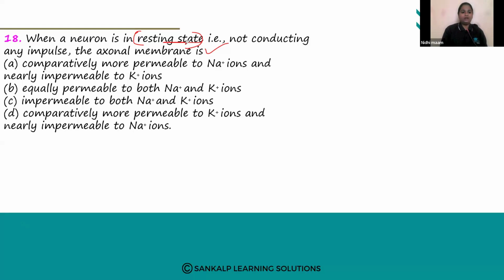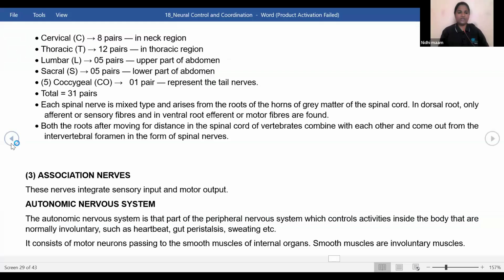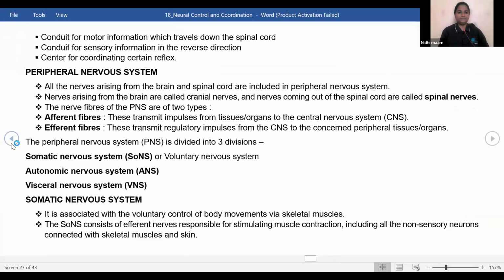The answer for this question is option D. So when a neuron is not conducting any impulse, the axonal membrane is comparatively more permeable to potassium ions and nearly impermeable to sodium ions. Here we can see this in generation of, let me check whether it is there in these notes.